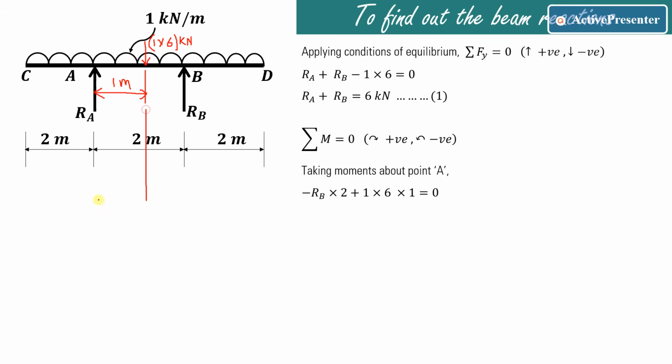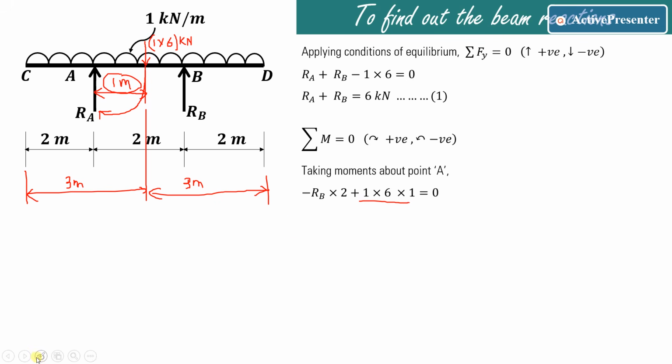Center of 6 meter, that is this length will be of 3 meter. And this is obviously of 3 meter. So if this is 3 meter, then we can say that this particular length will be of 2 meter. So from 3 meter we have to subtract this 2 meter, so it is 1 meter. So 1 into 6, that will produce clockwise moment about A, and the perpendicular distance is 1. So 1 into 6 is the total load, and perpendicular distance is 1. So it is 1 into 6 into 1.